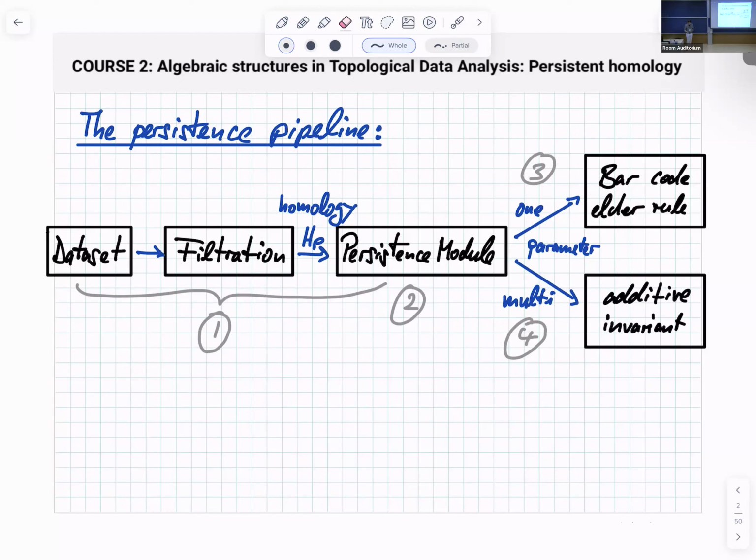So I come back to the beginning. Where are we currently standing? This is the persistence pipeline, and we start with a data set. We create some filtration of topological spaces out of it, and we compute a persistence module. Having the persistence module, if we do this over one parameter, we can compute the barcode, which we saw is the decomposition of this module into its indecomposable summands. Every indecomposable summand is given by an interval. The barcode is just a collection of these intervals. And this is basically the story from here to here.